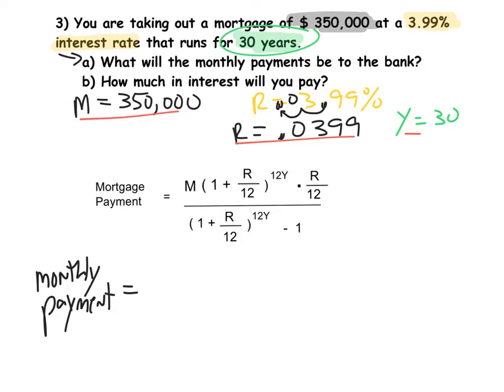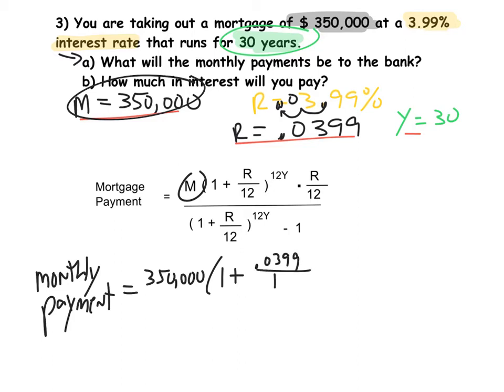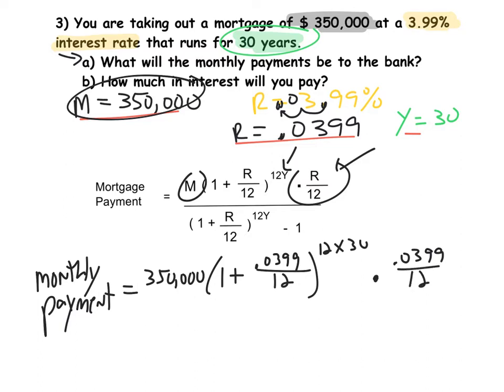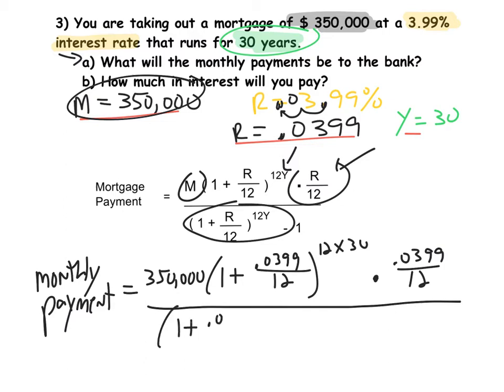So our monthly payment is going to be M, 350,000, times 1 plus R over 12, so 1 plus 0.0399 over 12, raised to the 12y power, so that's 12 times 30th power, times another R over 12, so times 0.0399 over 12. That's our entire numerator. That's all going to be over, again, 1 plus 0.0399 over 12, raised to the 12y, so 12 times 30th power, take away 1.